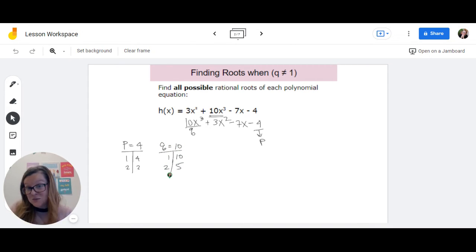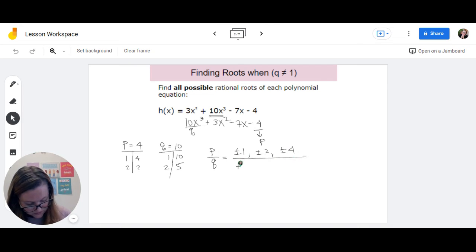All right, this is where it's going to get a little hairy. Usually in our examples, the q value is 1, so we just divided all of our p values by one number. But now, look what happens. P over q is going to give me all my possible roots. So plus or minus 1, plus or minus 2, plus or minus 4, all over plus or minus 1, plus or minus 2, plus or minus 5, and plus or minus 10. Every single numerator number has to be divided by every single denominator number.